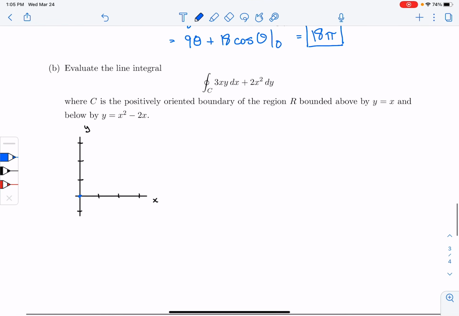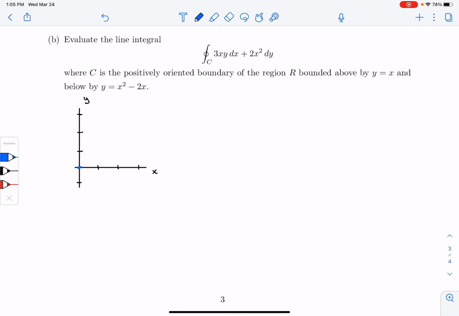So I want to evaluate the line integral. And this integral is written as an integral of p dx plus q dy. And so I want to perform that integral where C is the positively oriented boundary of the region R, bounded above by y equals x and below by y equals x squared minus 2x. So I'm going to first just plot y equals x. So that will be part of my curve. It'll be going in a counterclockwise direction.